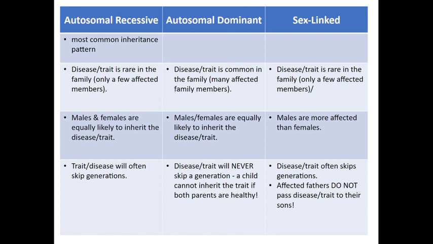Now, with autosomal dominant, the disease or trait is common in the family, and many family members will be affected. So males and females are equally likely to inherit the disease or trait, and the disease or trait will never skip a generation. So a child cannot inherit the trait if both parents are healthy.